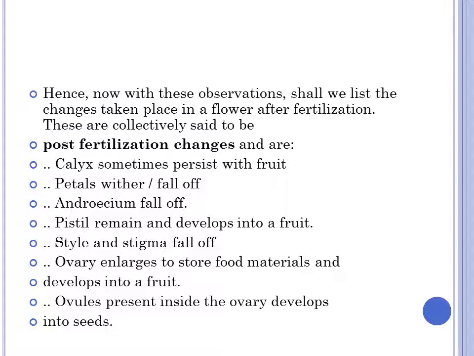These are collectively said to be post-fertilization changes. Calyx sometimes persists with fruit. Petals wither or fall off. Androecium falls off. Pistil remains and develops into a fruit. Style and stigma fall off. Ovary enlarges to store food materials and develops into a fruit. Ovules present inside the ovary develop into seeds.